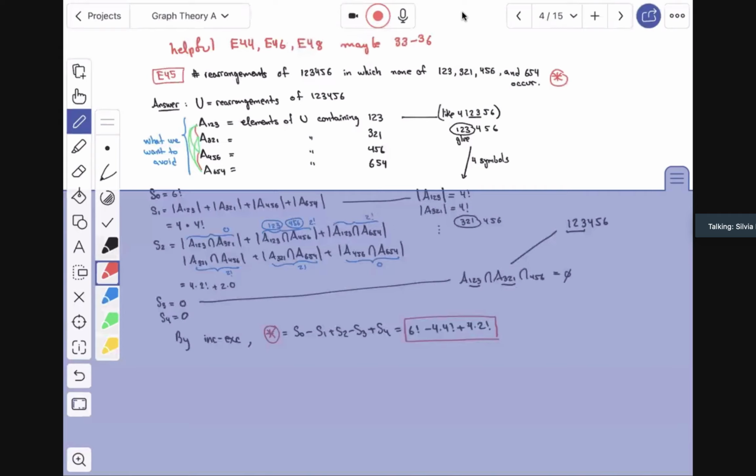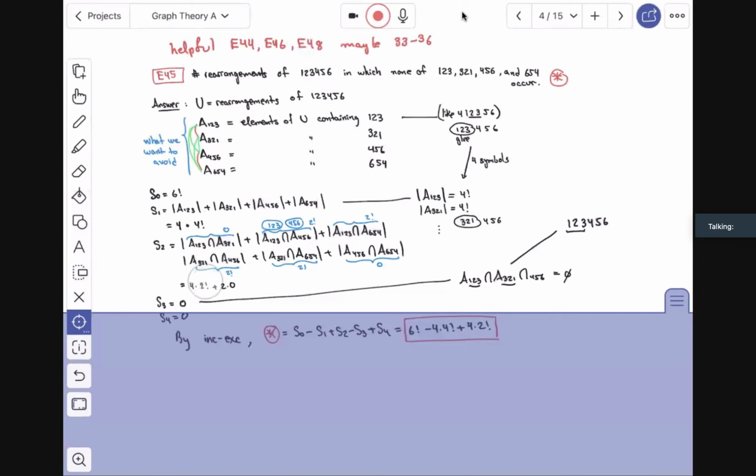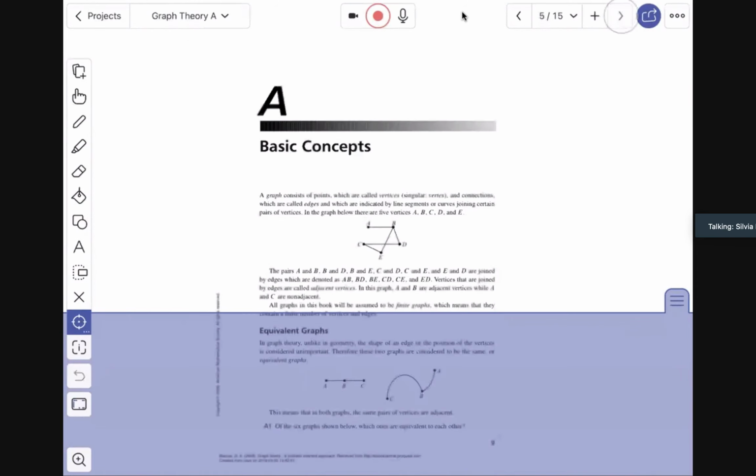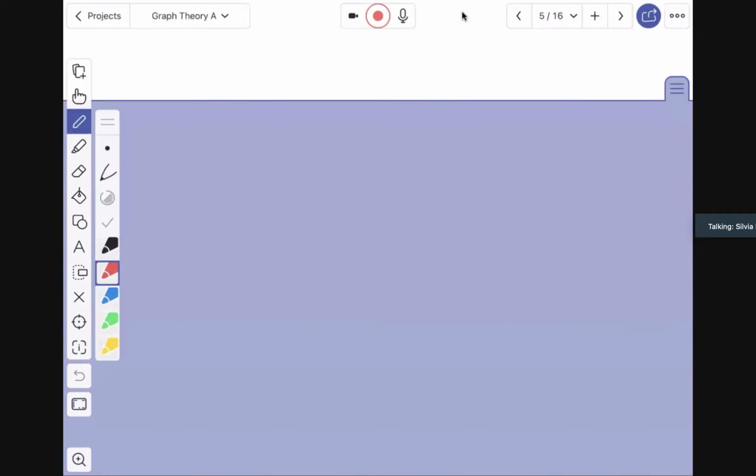So what I'll do is give you two more examples, but I won't find the sizes, so that I have them in the slide. I'll give you the A's and see if they make sense to you, and then we try to combine them to find the sizes for the intersections. So one of them is E10, which is helpful for E33.